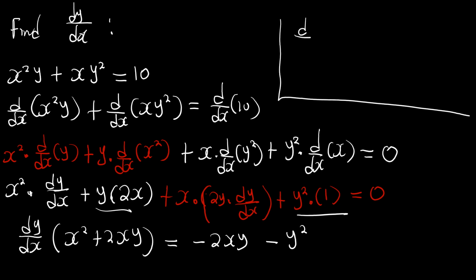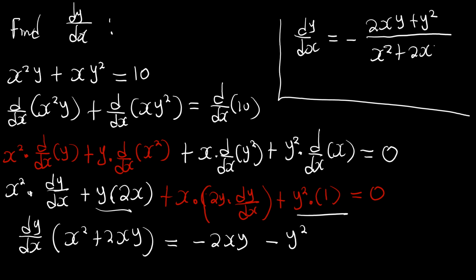dy over dx is going to give us, and then we can keep this negative outside, so we'll have minus, which we can write as (2xy + y²) all over what we have there, which is x² + 2xy. So this is our final answer. This is how we apply implicit differentiation.